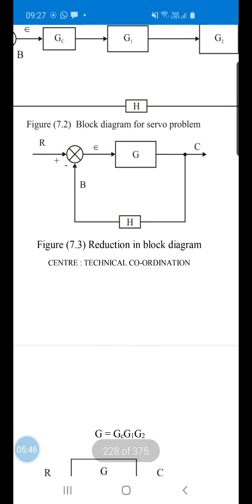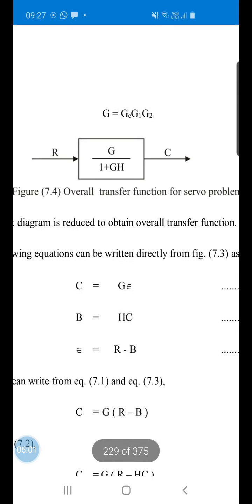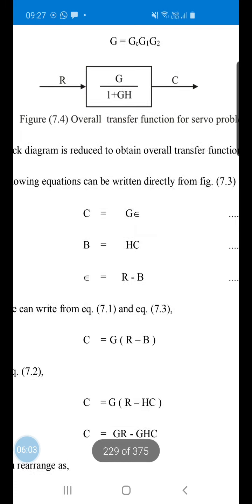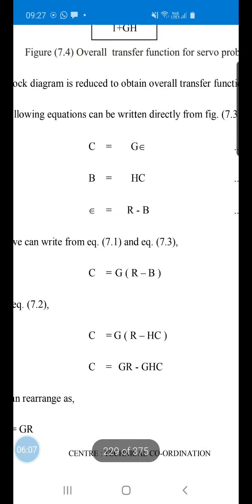C is equal to G into epsilon. What is epsilon? Epsilon is equal to R minus B, because this is plus, this is minus. So epsilon is equal to R minus B. Then B is what? B is equal to H into C. So we have written these three equations. We'll combine all three equations together.